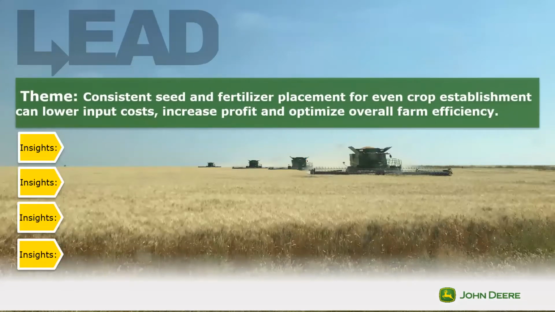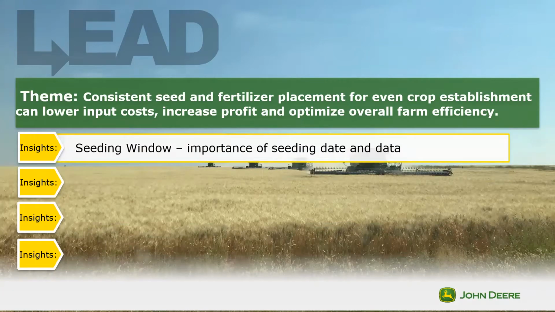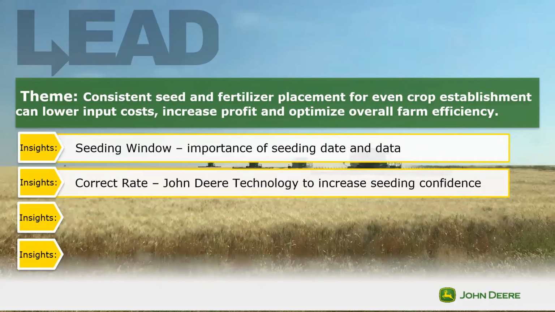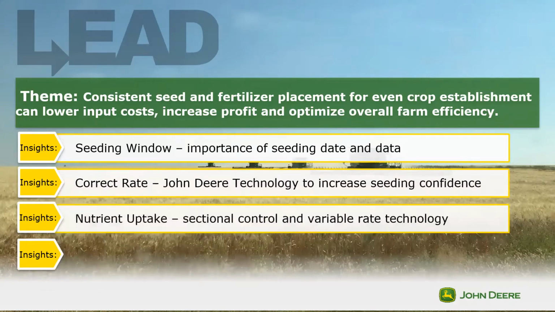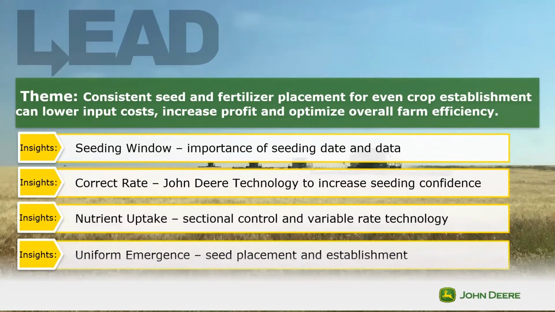Having consistent seed and fertilizer placement will help improve crop establishment by promoting good early season plant health, lower input costs by reducing overlaps or skips and misses, increase profits by improving your ROI, and optimize overall farm efficiencies. So those four factors that contribute to success are finding the right seeding window, using that correct rate, helping improve nutrient uptake, and promoting uniform emergence.